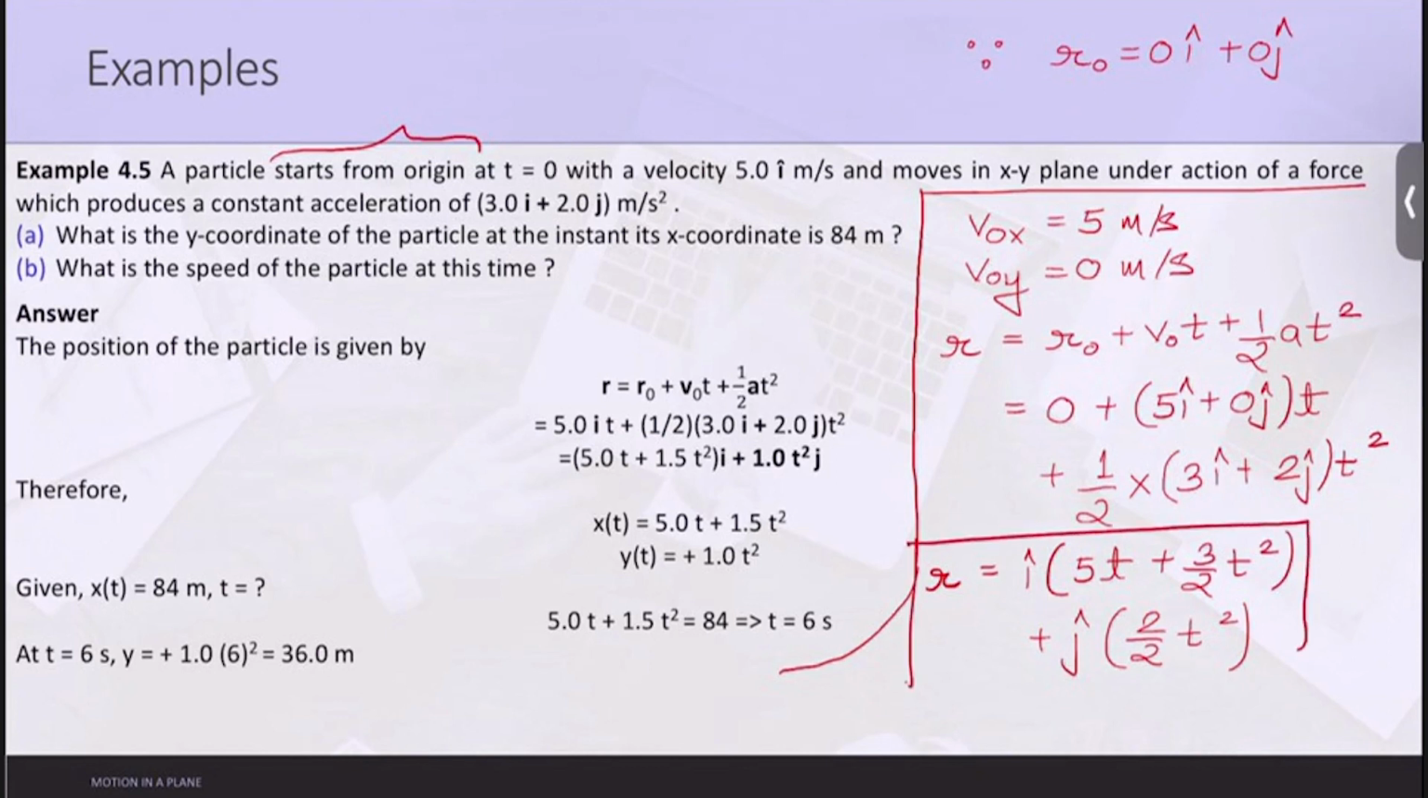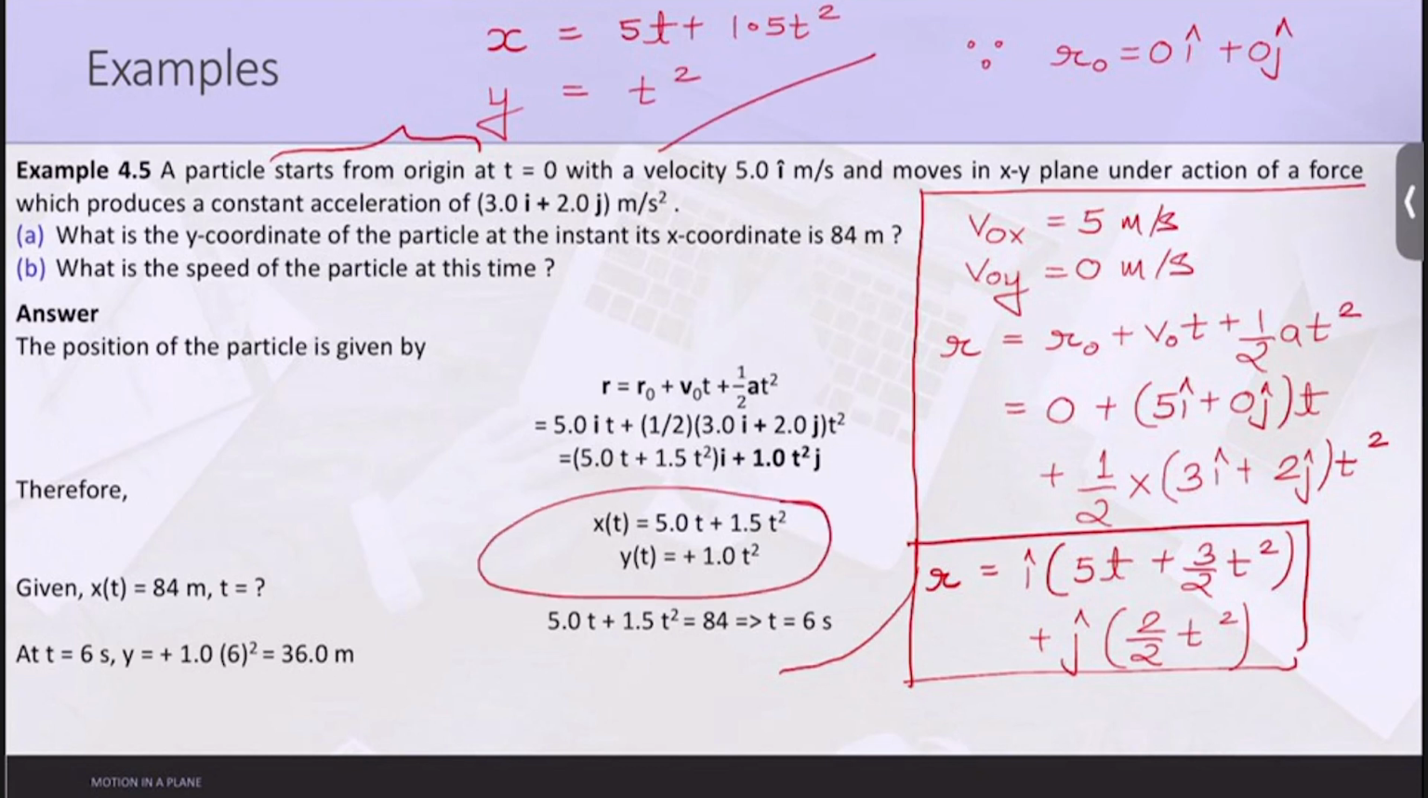We can say that the displacement in the x direction, that is the x component of the vector, is nothing but equal to 5t plus 1.5 t square, and similarly the displacement in y direction is nothing but t square. Okay, so if you see this clearly, this is whatever we have obtained till time t. So this is the displacement vector at time t.